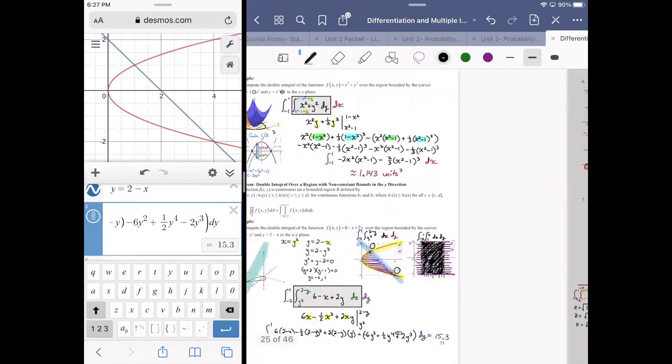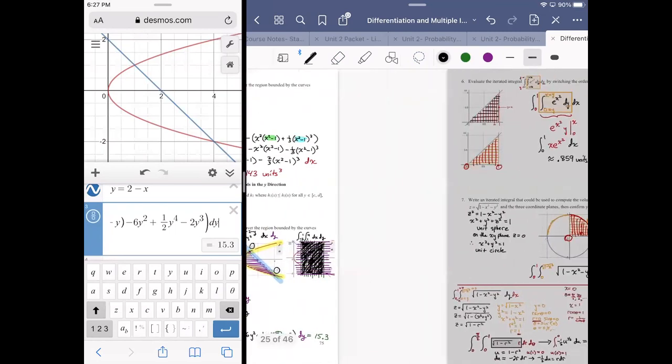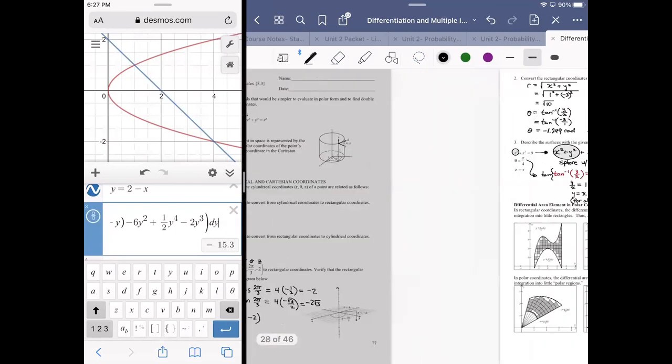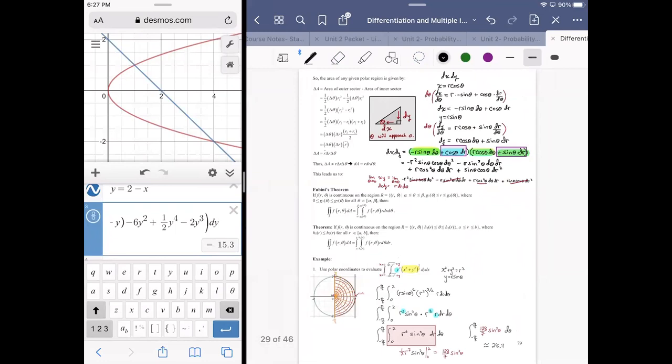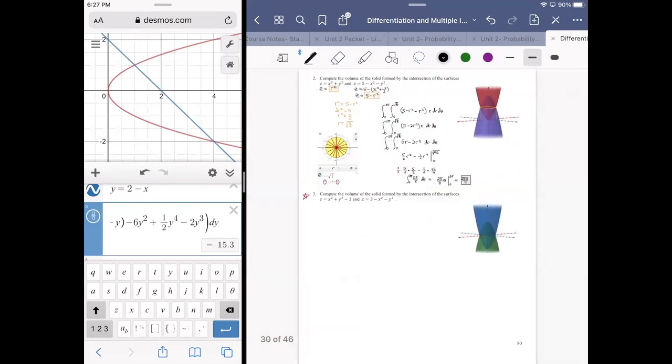Right. I think we have another one that we can look at. So let me see if I can find that. It might be the polar stuff, but it's still kind of the same but different.